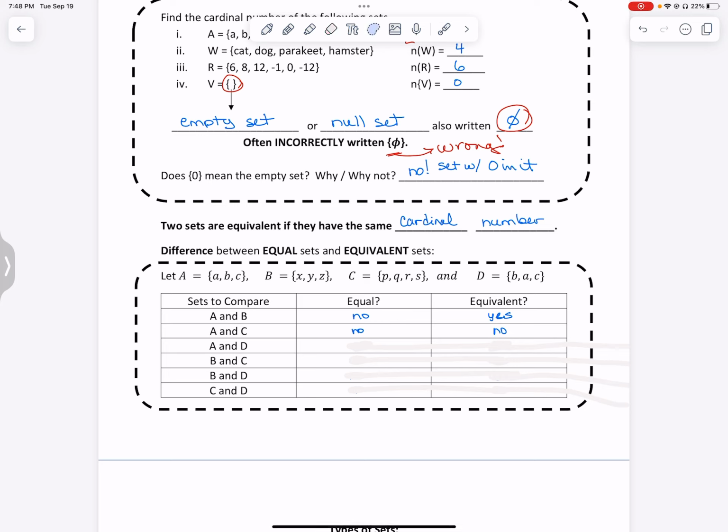So A and D. Here's A, A, B, C. Here's my D, B, A, C. Notice B, A, C, I could rearrange that and get the same thing I started with in A. So those guys are equal, and when they're equal, they are also called equivalent. They have the same cardinal number, but they also have the exact same elements in there. So let's look at B and C. B is X, Y, Z. C has 4 in there. Okay, so they're different elements and there's a different cardinal number. So both of those are no.